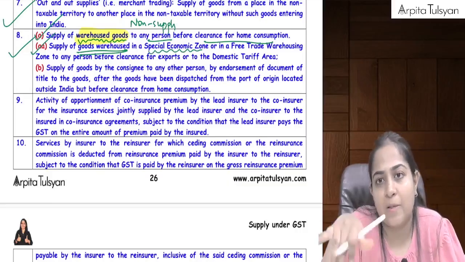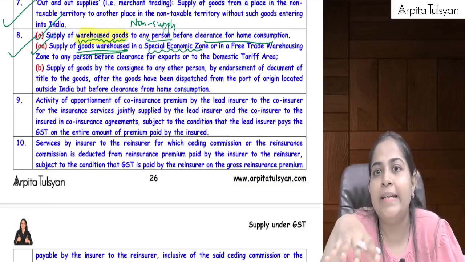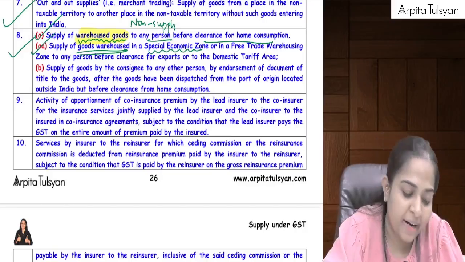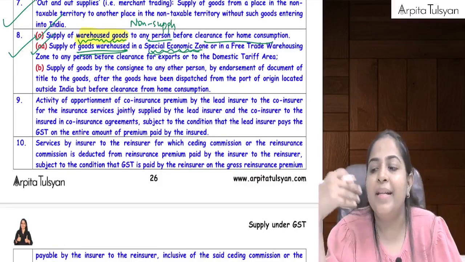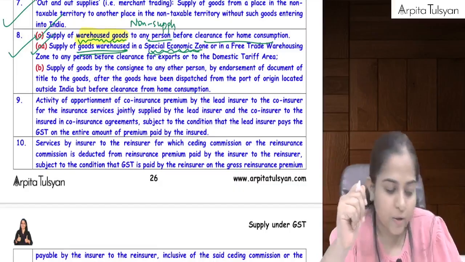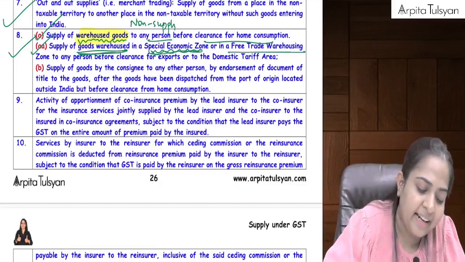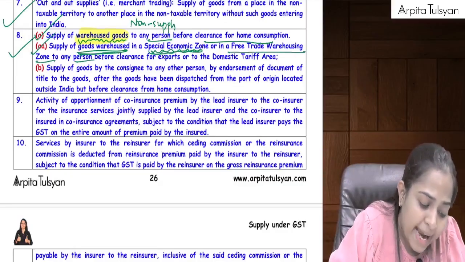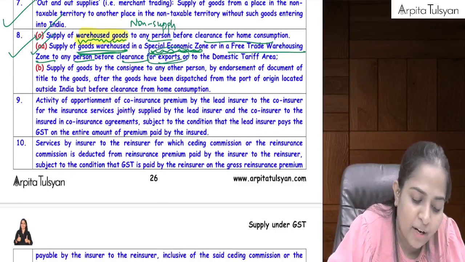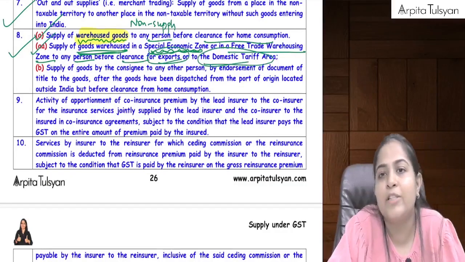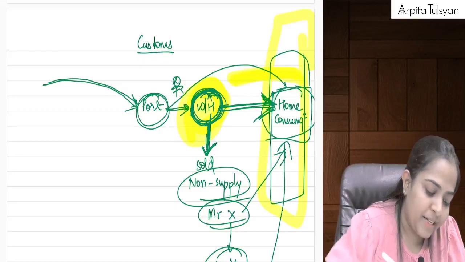Any unit or developer who is operating in the SEZ area, their main purpose is to do exports. So supply of goods which are warehoused in SEZ or in a free trade warehousing zone to any person before clearance for export or before clearance to DTA. Now please try to understand.